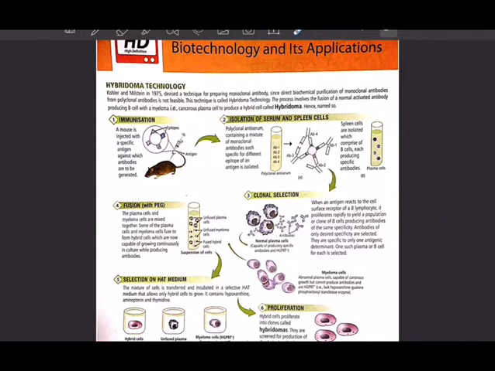In this technique, the antigen against which the antibodies are required is injected into a rat or a mouse, as you are seeing. After some time, B lymphocytes from the spleen of the animal are isolated and mixed with myeloma cells. So there's a mixture. These myeloma cells are isolated from cancer cells of bone marrow. Antibody-producing B lymphocytes and myeloma cells fuse together to form hybridoma. This is what the technique is.